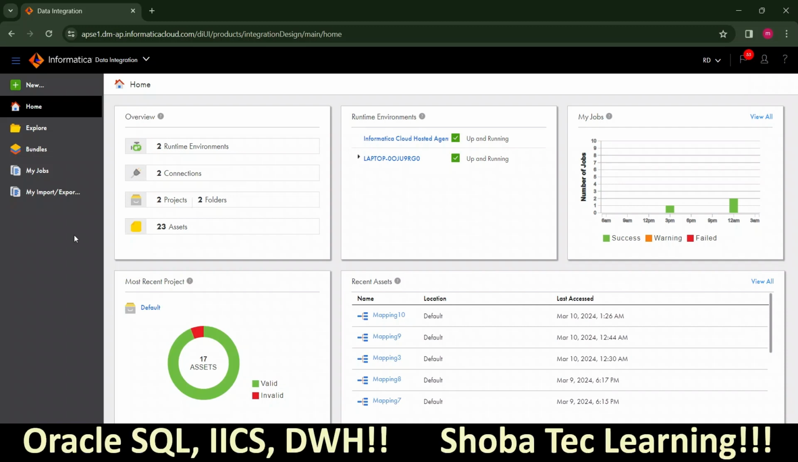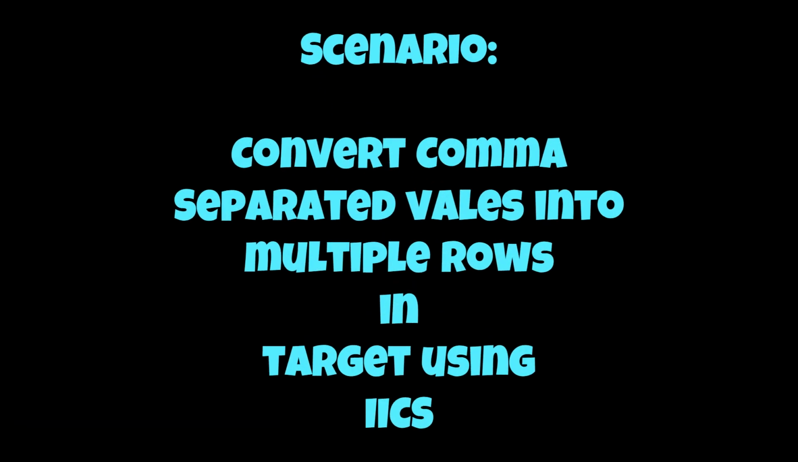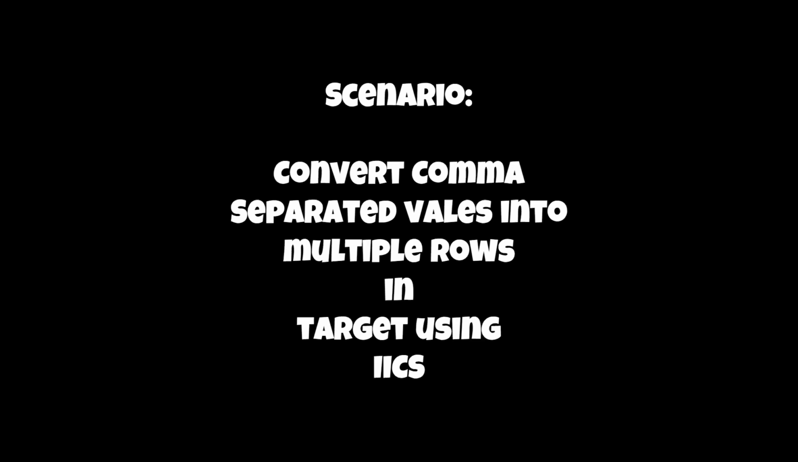Hello everyone. In the last session we discussed how we can convert comma separated values into multiple rows using a SQL statement. Today we are going to see the same logic with the help of a mapping. Here we apply different transformations to achieve the scenario, that is, comma separated values converted into multiple rows. Please watch this session till the end so you can get a clear idea of how it is working.